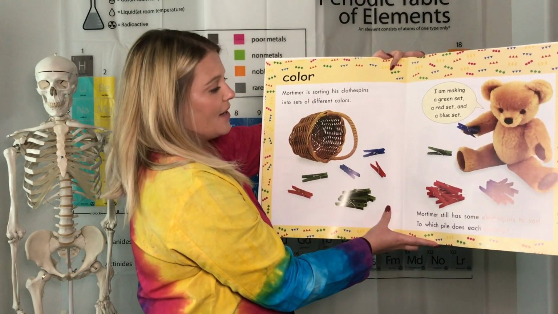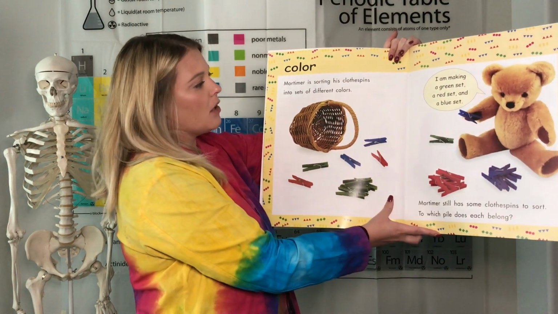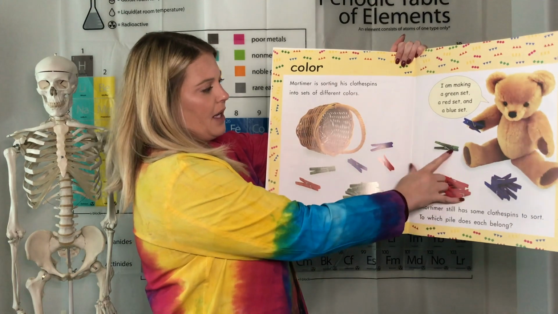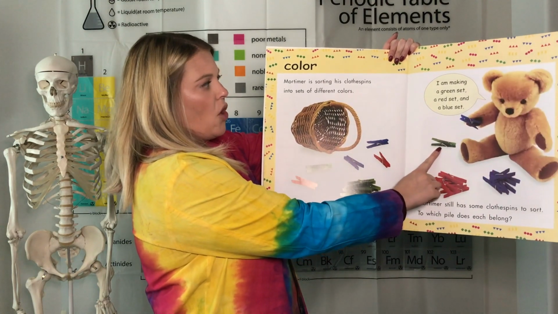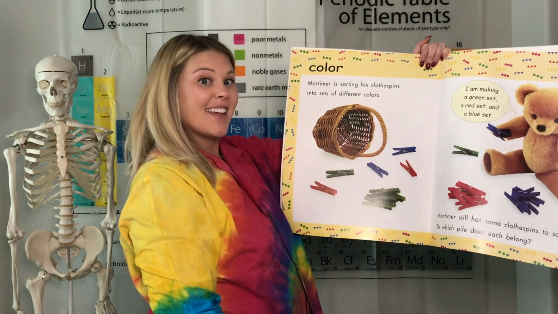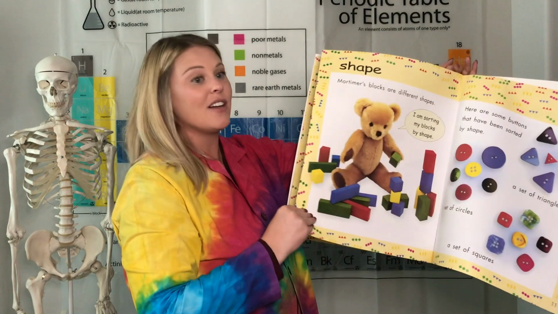Mortimer still has some clothespins to sort. To which pile does each belong? What about this clothespin? Do you see this clothespin? Which group is Mortimer going to add this clothespin to? Green, because he's sorting based on the physical properties of their colors.